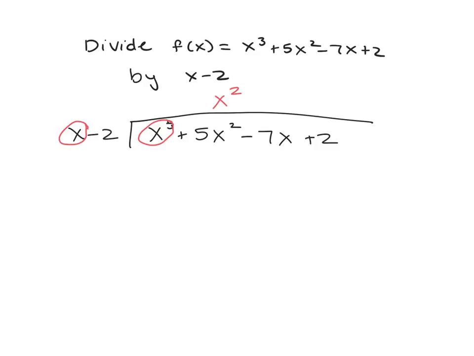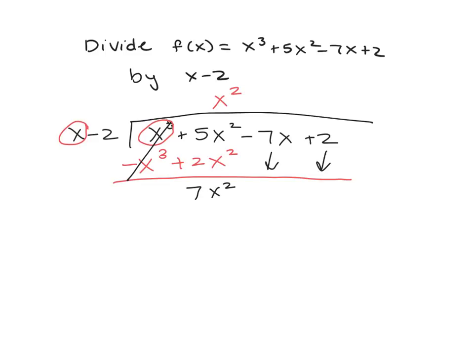And now I'm going to multiply the x squared by x to get x cubed, and the x squared times the negative 2 to get negative 2x squared. And I'm going to subtract this whole thing, which means subtracting, and then subtracting a negative, which means adding. And so I'm going to go ahead and write down what I get. So these cancel. 5x squared plus 2x squared is 7x squared. And then I'm going to make sure I carry down negative 7x plus 2.